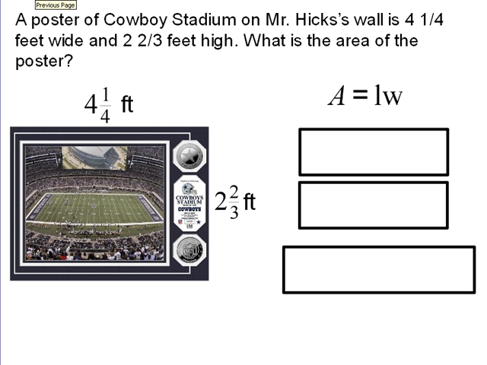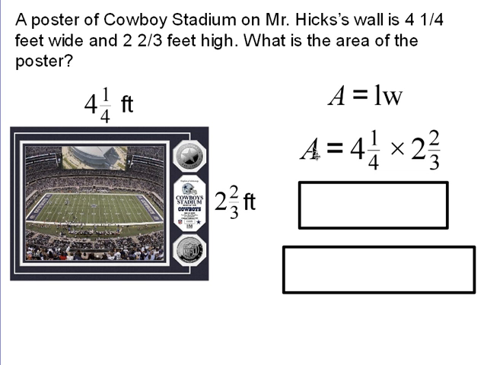Now we're going to do a question that involves a little bit of reading. It says a poster of Cowboy Stadium on Mr. Hicks's wall is 4 1/4 feet wide and 2 2/3 feet high. What is the area of the poster? This is once again a rectangular shape. The basic way in which we solve this has not changed. We have the length, which is 4 1/4 feet, and the height, or the width, which is 2 2/3 feet. First thing we need to do is substitute the variables.